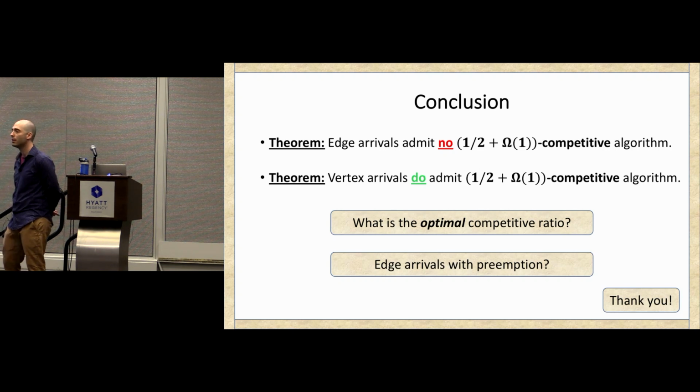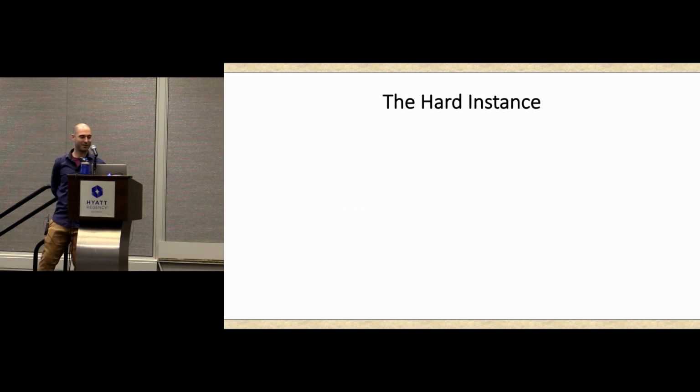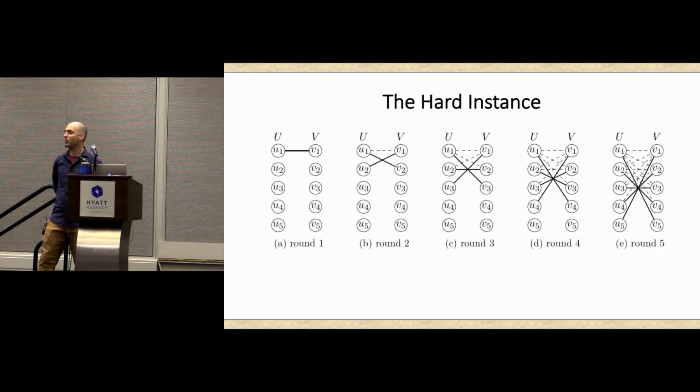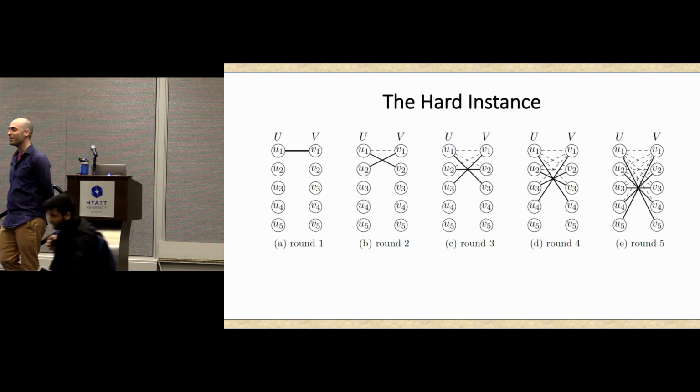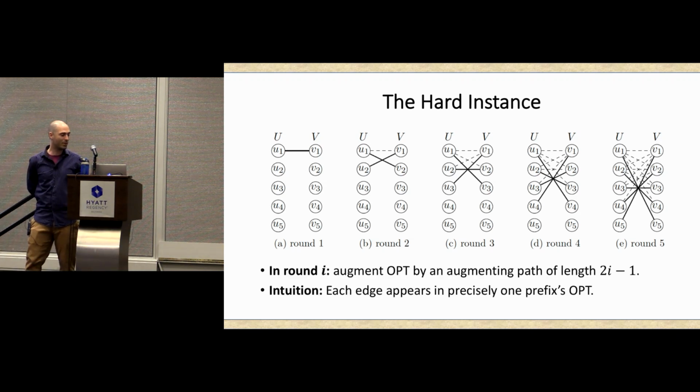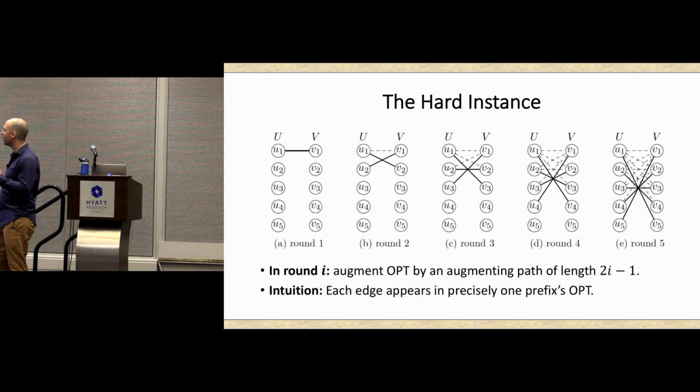Other question? Yes. Can you say maybe a little bit more about this graph, like how it looks? Does it have a perfect matching sequence? Thanks for the question. This is great. So what this looks like is basically you have a bipartite graph, n nodes on either side, and we'll show the edges over rounds. In round i, we'll have a perfect matching between the first i nodes on either side. And if you look at what's going on here, we're augmenting OPT by an augmenting path of length 2i minus 1 in every round.